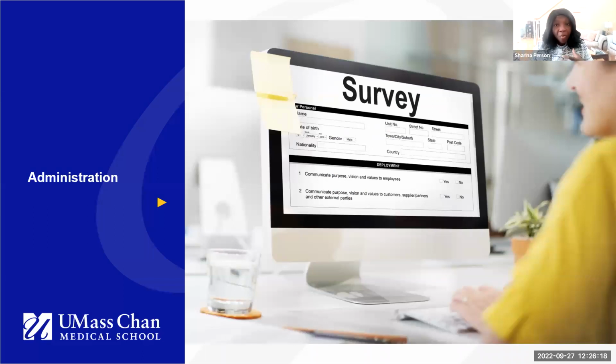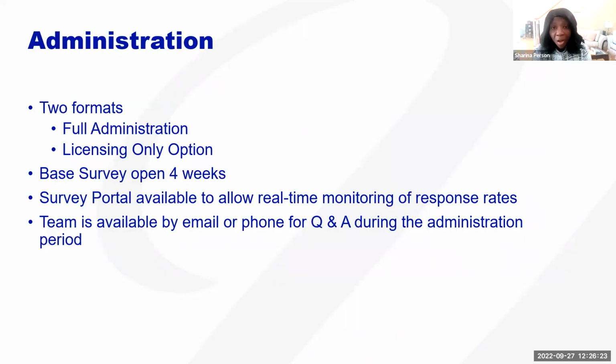So, talking a little bit about how we actually administer the survey. We have two formats that we offer for the survey, which is full administration and a licensing only option. So UMass Chan always does full administration. And by full administration, that means that we do everything. We do the hosting, we prepare the survey in collaboration with the DIO office. We launch and we do all of the analysis and prepare reports.